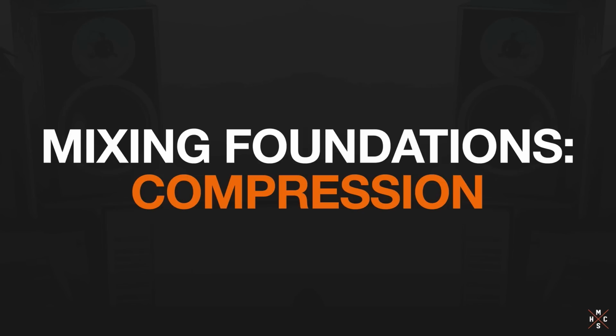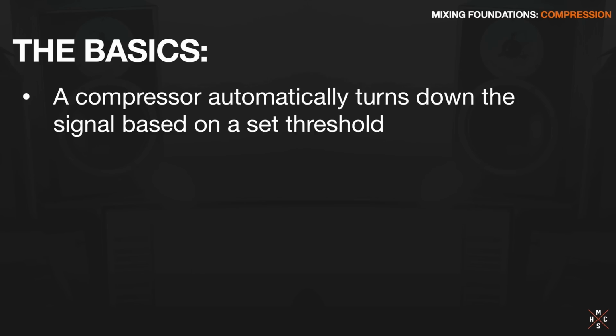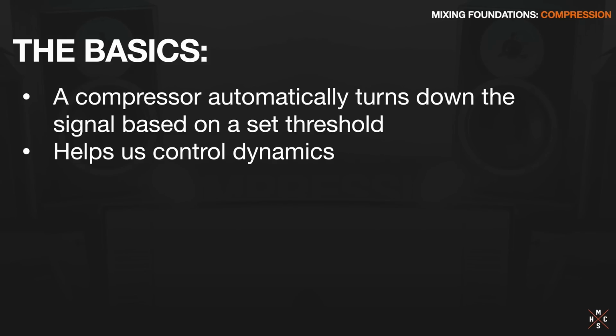So before we get into why I think that, let's just cover the basics. What is a compressor? Well, a compressor just automatically turns down the signal based on a set threshold. It's like a really simple robot. You tell it, hey, when the signal gets above this level, turn it down. That's essentially what the compressor is doing. And so it helps us control the dynamics.